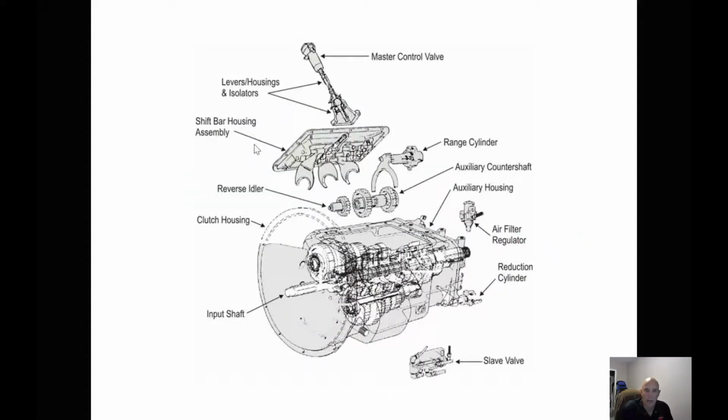When we take a look at the breakdown, we have our master control valve, and again, that's part of our air shifting. It will be discussed in a further video. Our shift housing assembly: depending on what type of setup we have, whether it's an RTL or an RTLO, will determine how our shift housing is set up. We can't just take a shift tower off of one transmission and put it on another, because it won't shift properly because of the overdrive.